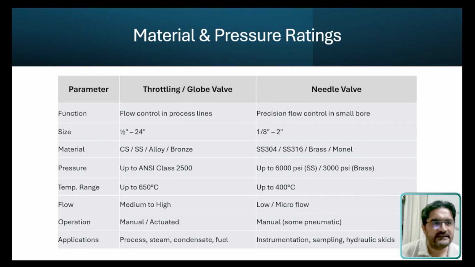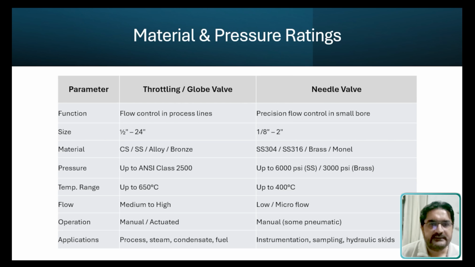Finally, let us compare the material and pressure ratings also. Function we have already discussed: throttling valves are mainly used for flow control in process lines, and needle valves are used for precision flow control in small bore. Throttling valves, or globe valves or any other valve used for throttling, can come in various sizes. They can range from half inch to 24 inch. On the contrary, needle valves have very small openings, 1/8 inch to 2 inches.